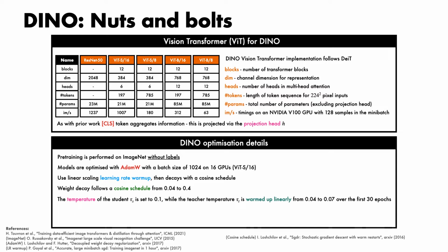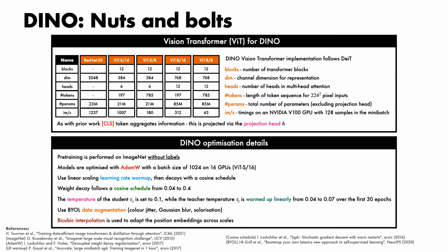This lower teacher temperature corresponds to the sharpening concept discussed previously. BYOL data augmentation is used, which includes operations like color jitter, Gaussian blur, and solarization. Finally, as with prior works, bicubic interpolation is used to adapt the position embeddings across different scales. If you want to dig deeper into the nuts and bolts, the trained models and code associated with this work are available on GitHub.